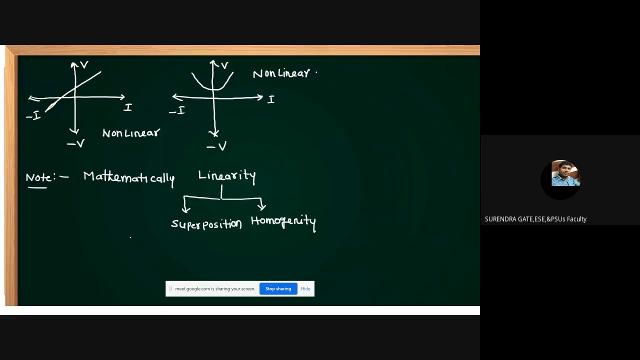Then what do you mean by superposition? What do you mean by homogeneity? For example, let's consider a system. This concept of a system I am explaining for an element. You already studied this even in mathematics. Let this be any system I consider. The input to the system is x of t. The output of the system is y of t.